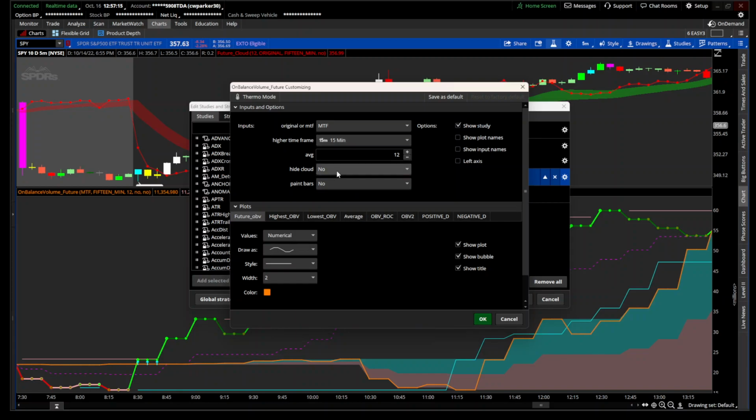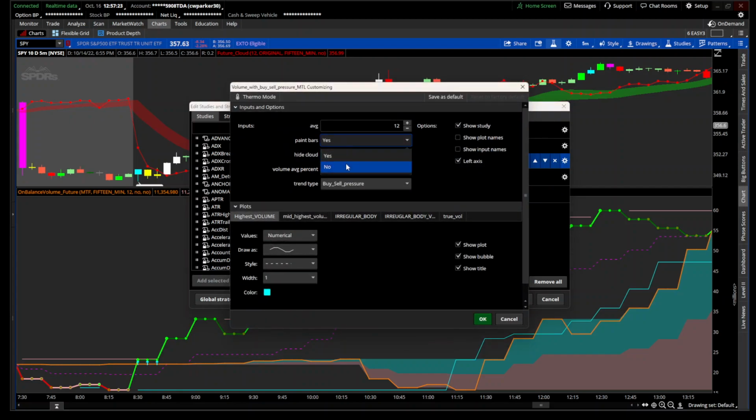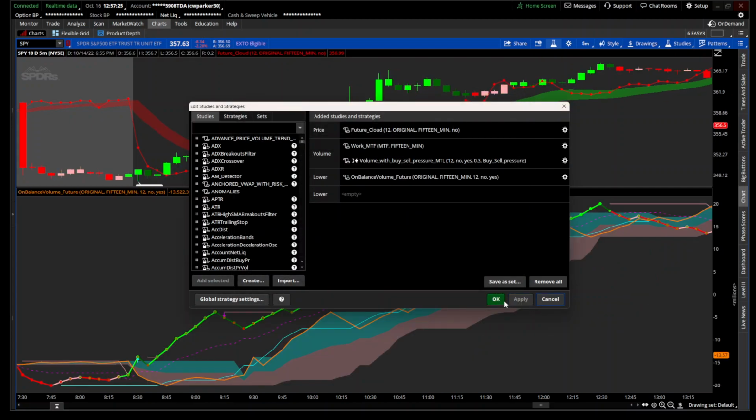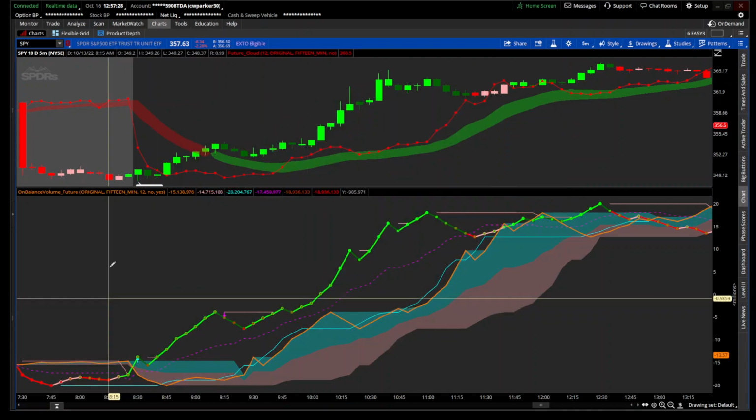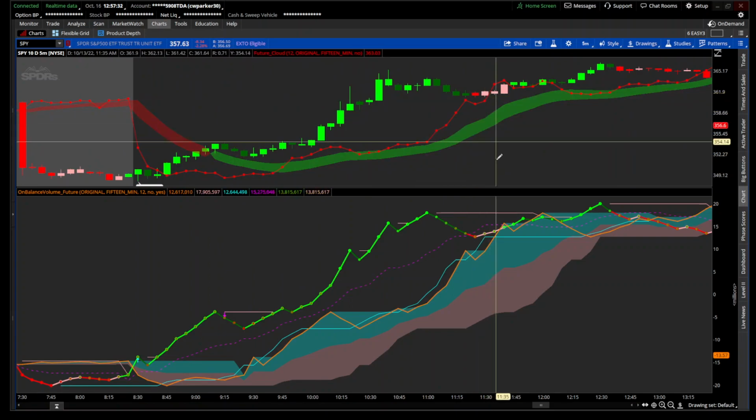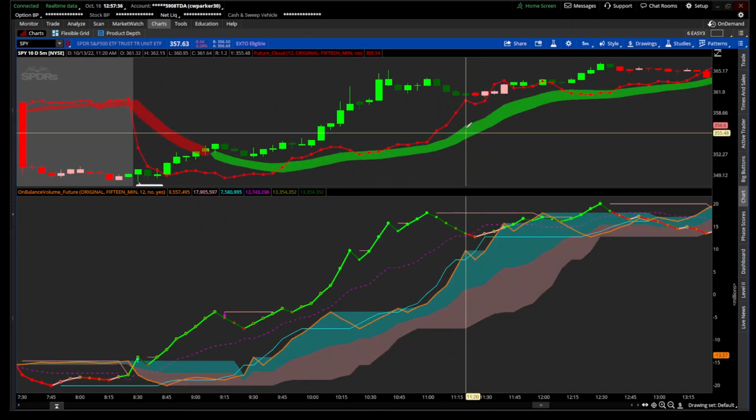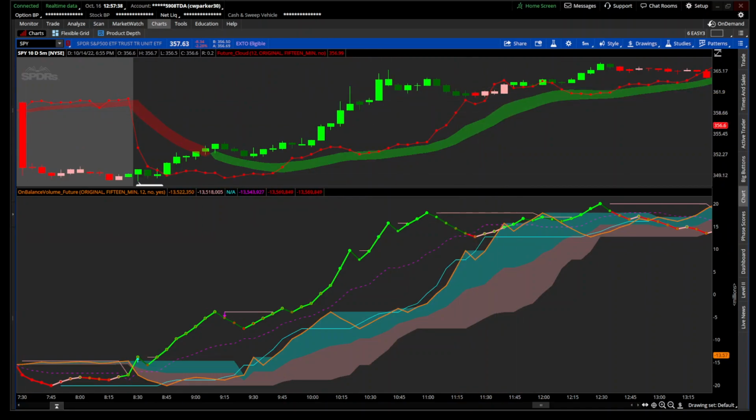You can actually hide the cloud. You don't like this cloud, the future cloud, and we'll paint the bars. So you can actually see what the bars look like when they're being painted by the unbalanced volume. You can see how everything switched up because it's following that code right there.